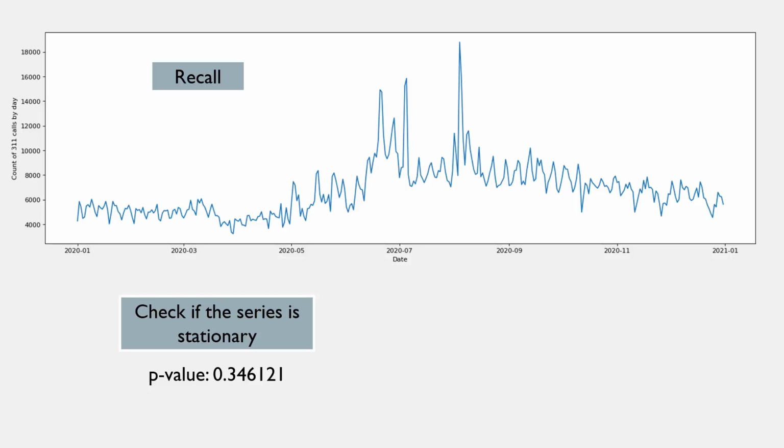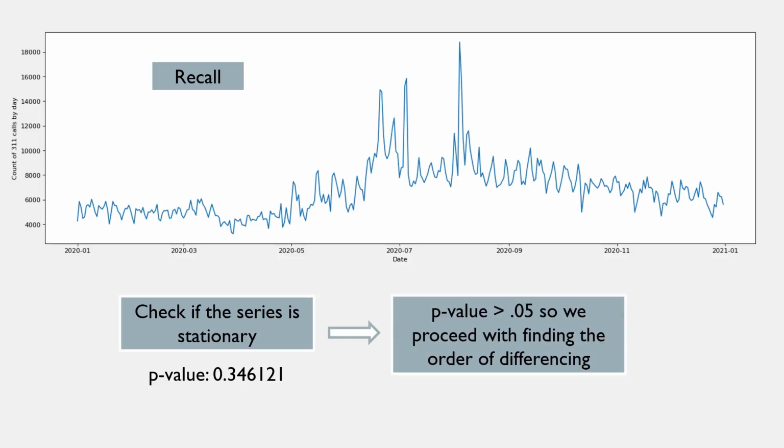First, we will look at the D, the number of differencing parameter. The first step to building an ARIMA model is to make the time series stationary. To check if a series is stationary, we use the augmented Dickey-Fuller test from the statsmodels package. For an ARIMA model, you need differencing only if the time series is non-stationary. Otherwise, no differencing is needed and D equals 0. If your p-value is greater than 0.05, we go ahead with finding the order of differencing. Our p-value was 0.346, which is greater than 0.05, so we will proceed with order differencing.